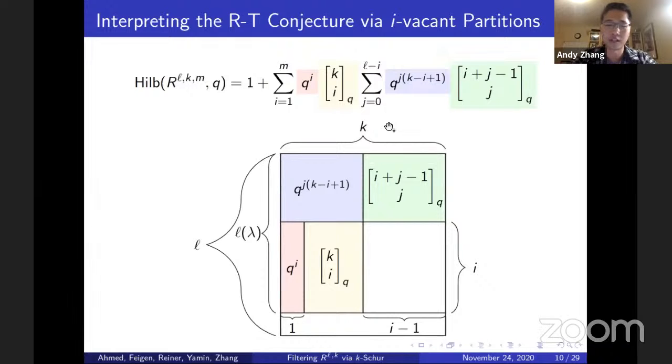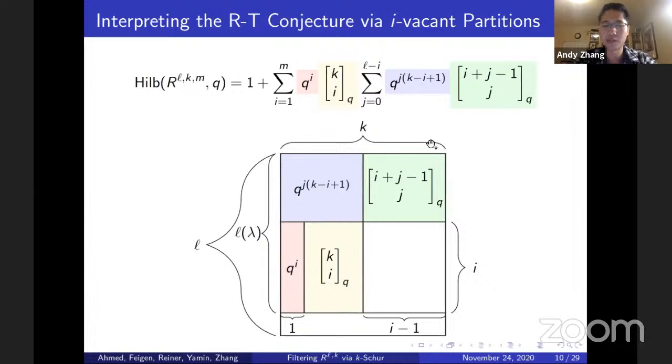If we observe the conjecture closely enough, we can see that the right-hand side of the expression can be broken down into 4 different parts, and I labeled them with different colors down here. A very useful property of an I-vacant partition is that you can divide it up into 4 different pieces.